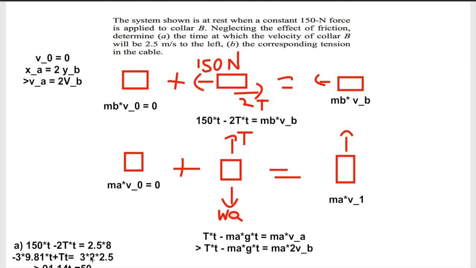For B, we're asked to find the corresponding tension in the cable. So we take this T we found, and we can just plug it into either of the equations. I did the one for block B, then we just solve for this tension T, and we find it is 56.8 newtons.